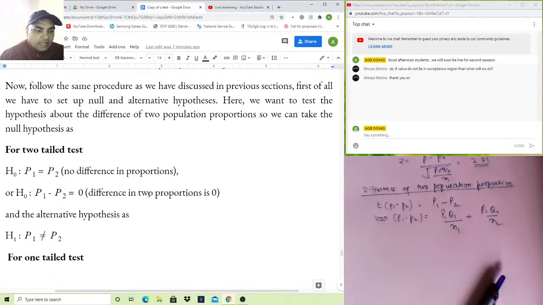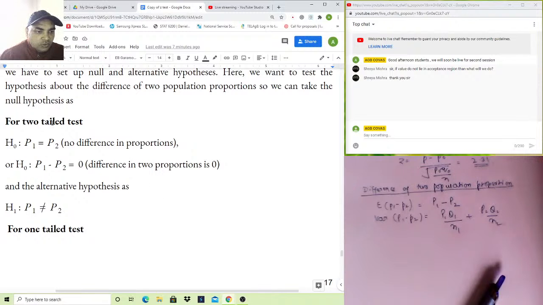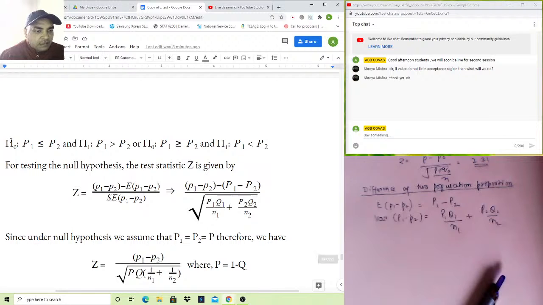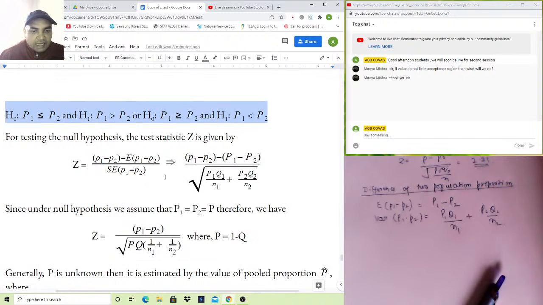So now we can apply this hypothesis for a two-tailed test. The proportion of the first population should be equal to the proportion in the second population, and the alternative hypothesis will be that these proportions are not the same. For one-tailed, again, instead of the mean, we will be using the population proportions, and this will be your formula.